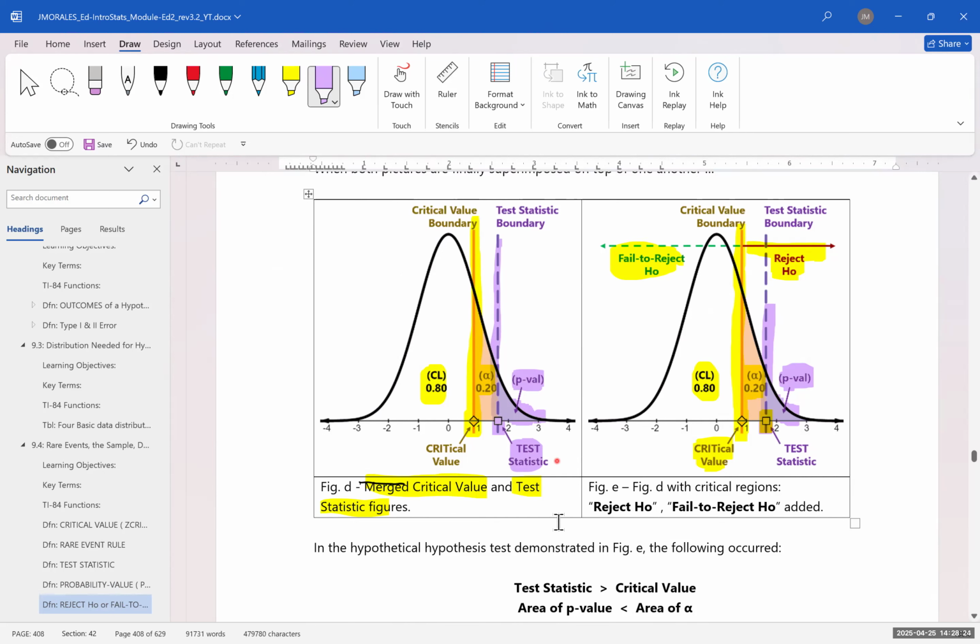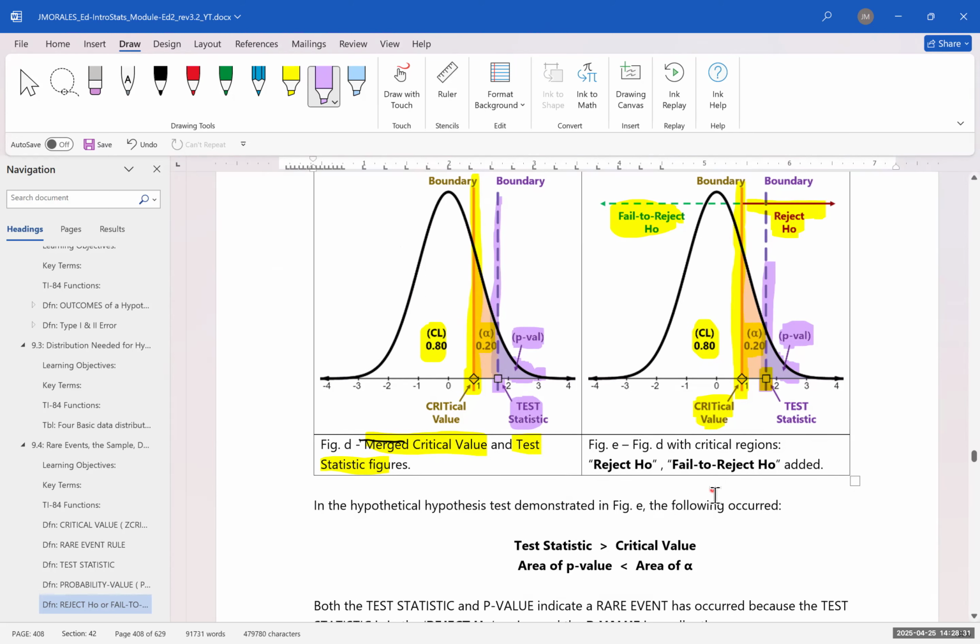So in this hypothetical hypothesis test demonstrated here, the following is occurring. Notice that the test statistic is greater than the critical value, right? On a number line, here is 0, here's about 1, and here's 2. So you can clearly see that the test statistic is greater than the critical value.